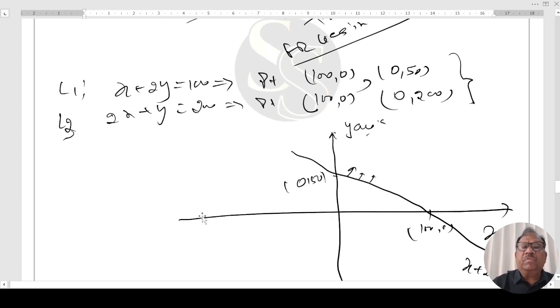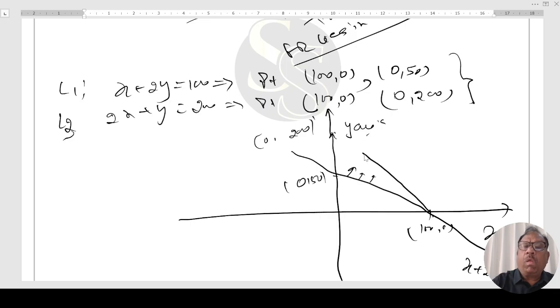Second line is 2x plus y, 100 and 200. ये 200, 0, 200 and this is the 100. ये line यहीं से pass करेगी like this. इसके लिए origin side है, इसके लिए origin side है.